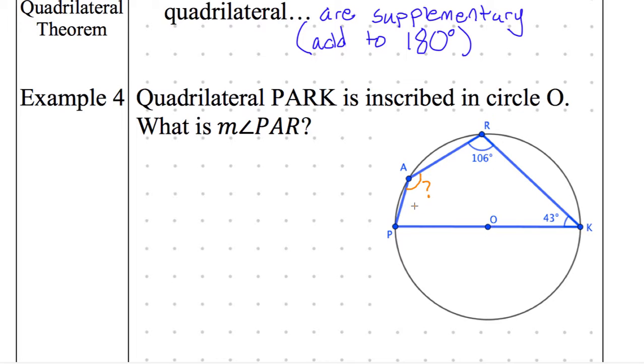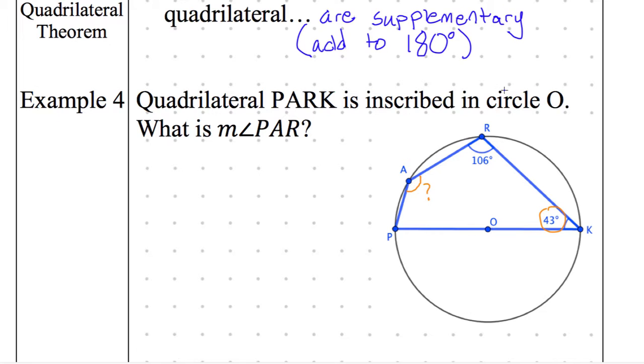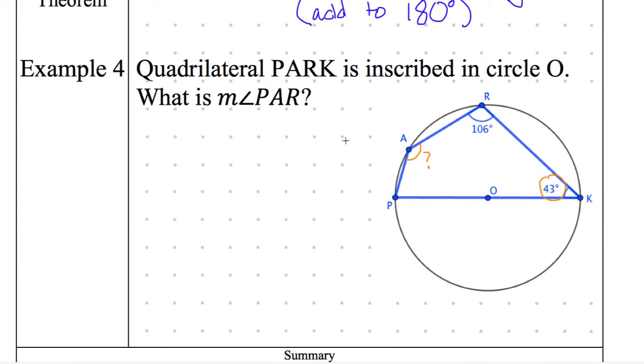Oscar, can you identify the angle that is opposite of this yellow angle? Is it P or is it K? It's one of those two. Okay, it's obviously K. And what do we know about those opposite angles? They're supplementary. Therefore, they both add to 180. So this unknown angle x plus that 43 is equal to 180. Thank you, Oscar. These two angles have to add to 180 degrees. From there, I simply subtract 43 on both sides.